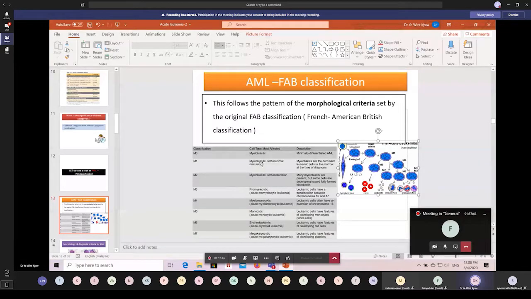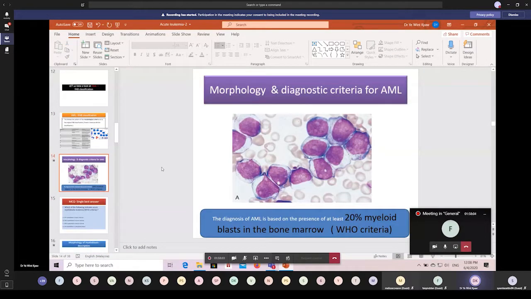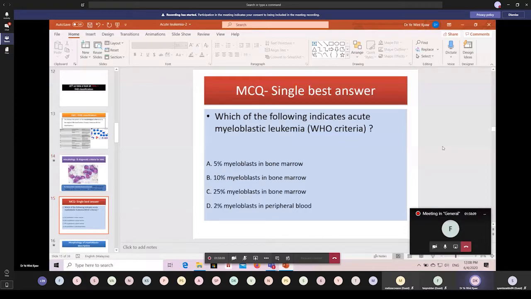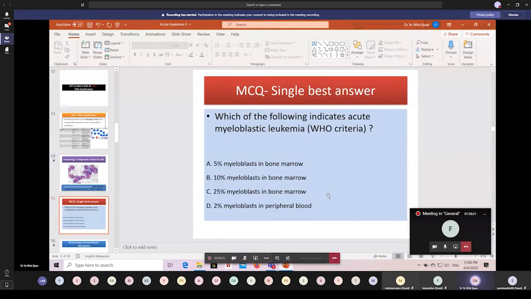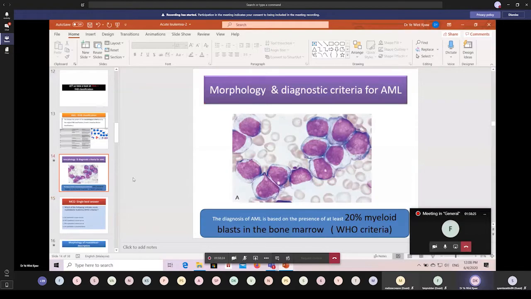M1 to M5 are quite common. M6, M7 I have never seen, very rare. You should know the maturation sequence first, otherwise you don't know. The definition is the same, 20%. Here, at least 25%. So the answer here is 25%, at least 20%.